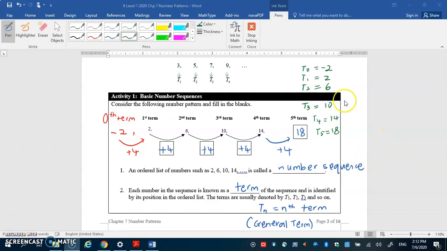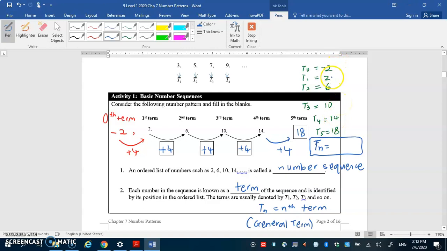Now, what do I observe? These are all my numbers over here, the terms, and this is the name of the term, like T0, T1, T2, T3, T4, T5. What I want to do is find a connection between the 0 here and the -2, the 1 here and the 2, the 2 here and the 6. Why? Because I want to find my nth term, the Tn term eventually. So I'm trying to find a connection between this number here and the term in the sequence itself.